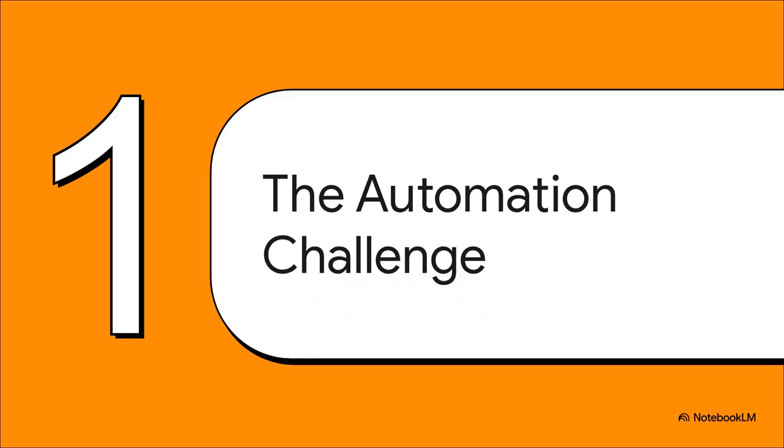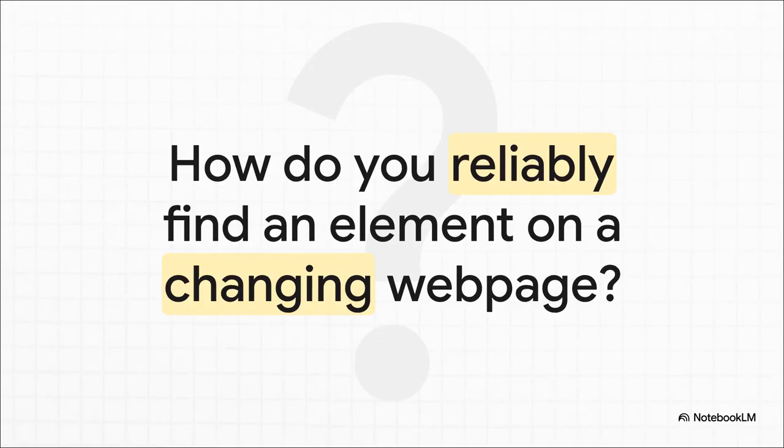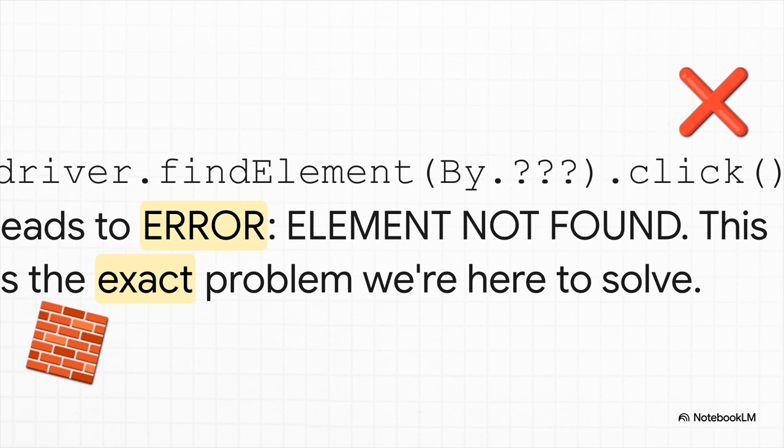It all kicks off with this fundamental challenge that, if you're an automation engineer, you know this pain all too well. Just picture this for a second. You write a script to log into a website. It works perfectly today, awesome. But what happens tomorrow when a developer pushes an update and the whole layout changes? How does your script find that exact same button? How can it possibly be reliable when the ground is constantly shifting underneath it? Because if it can't, you get this. The dreaded element not found error. It's the absolute bane of web automation, and it's the exact reason we're here today. We're going to solve this.